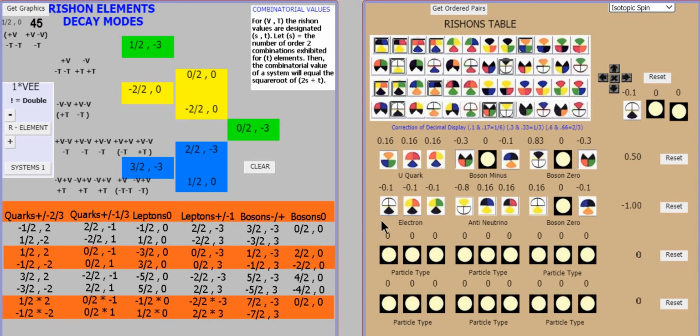And if we look at the decay products, we'll see that we have an isotopic spin of -1/2 on the electron and -1/2 on the antineutrino. 5/6, take away 2/6 is 3/6. And we have an isotopic spin on the Z boson of 0. And an isotopic spin of 1/2 is carried away by the disappearing boson 0.